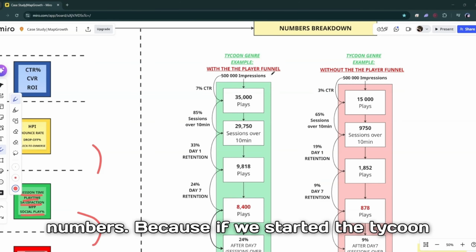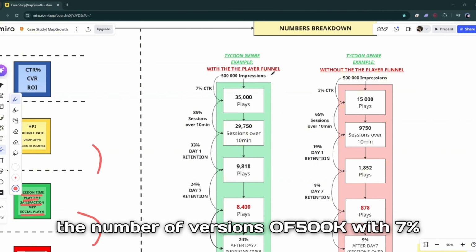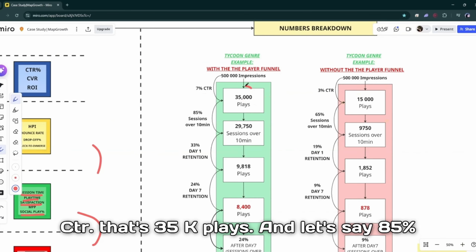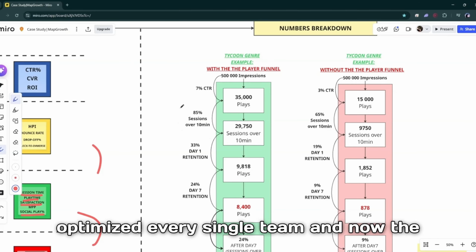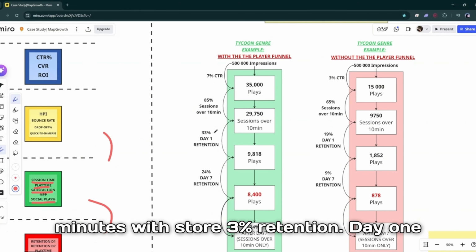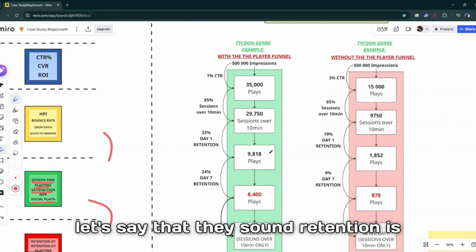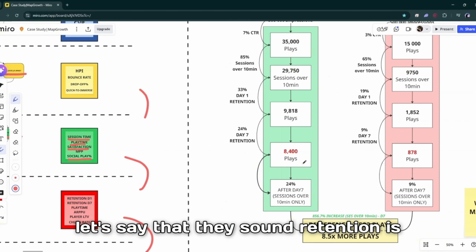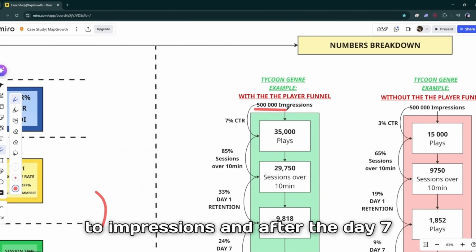Because if we started a tycoon genre example with the player funnel and the number of impressions of 500k with 7% CTR, that's 35k plays. And let's say 85% sessions are over 10 minutes because we optimized every single thing. And now the number is 29,750 sessions over 10 minutes. With 33% retention, day 1, we still have over 9,800 plays. And let's say the day 7 retention is 24%. That's over 8,000 plays from still 500k impressions.